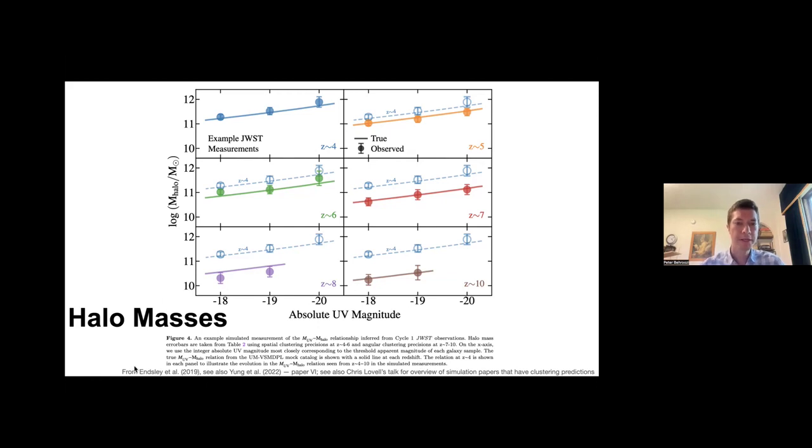This particular plot is from a paper by Ryan Ensley, where he tried to mock up the JADES observations and ask how well you could recover halo masses by both spectroscopy, so that's redshift 4 to redshift 6, and then photometric clustering from redshift 7 to redshift 10. The answer was you could get quite good constraints on clustering as a function of absolute UV magnitude and measure a strong change between, say, redshift 4 and redshift 10 in the clustering of galaxies at fixed UV magnitude.